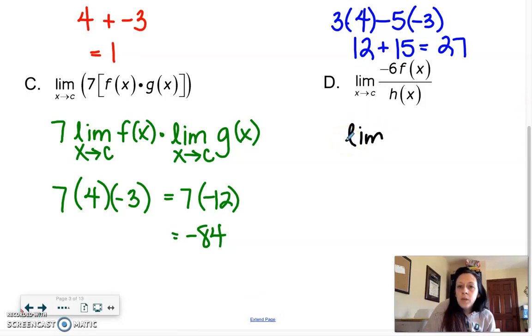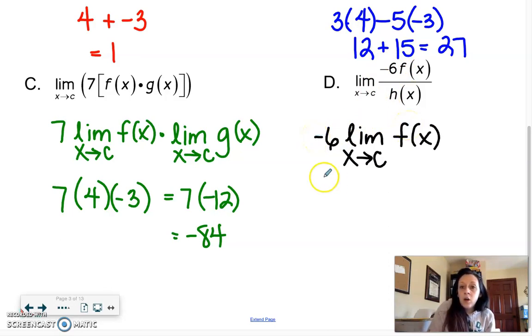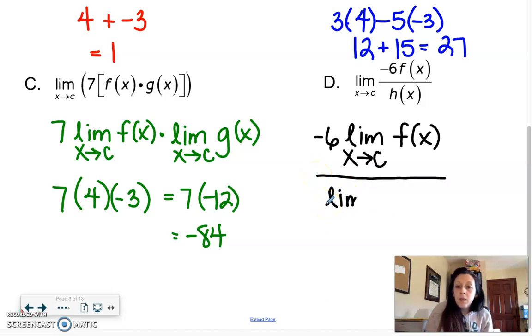Last example with the property rules is a quotient. Actually, and it's got a constant value. So I'm going to do this. I'm going to bring the -6 out to the front. And I'm going to have f of x, and all of that's going to be on the top. And then I'm going to separate and put the limit as x approaches c of h of x on the bottom.